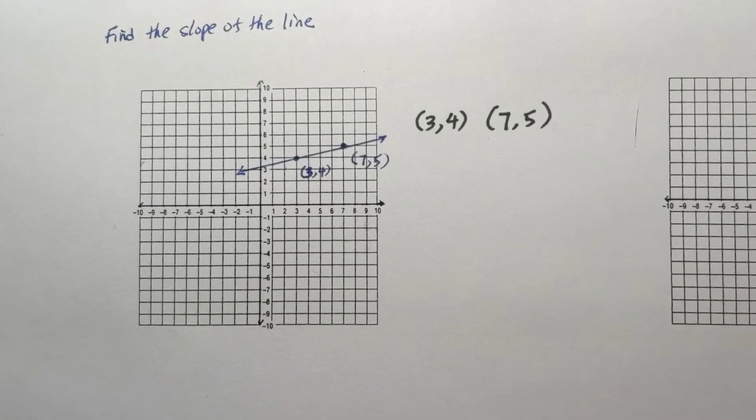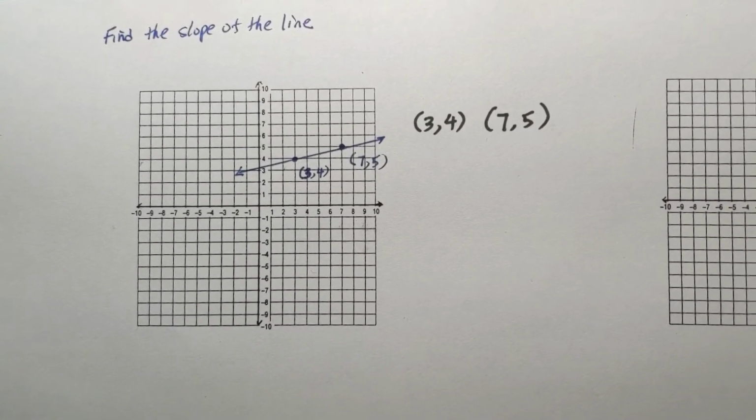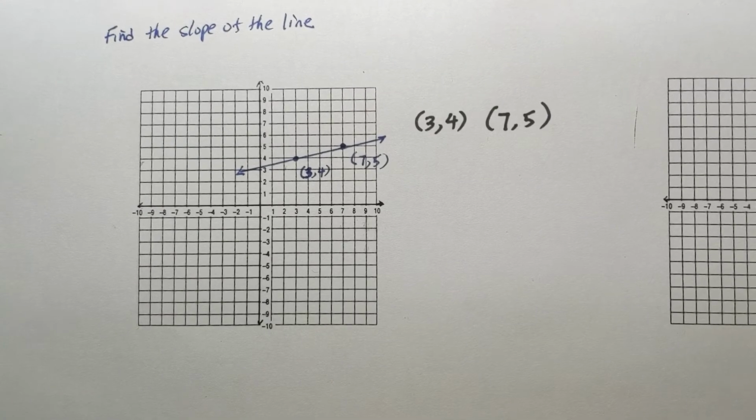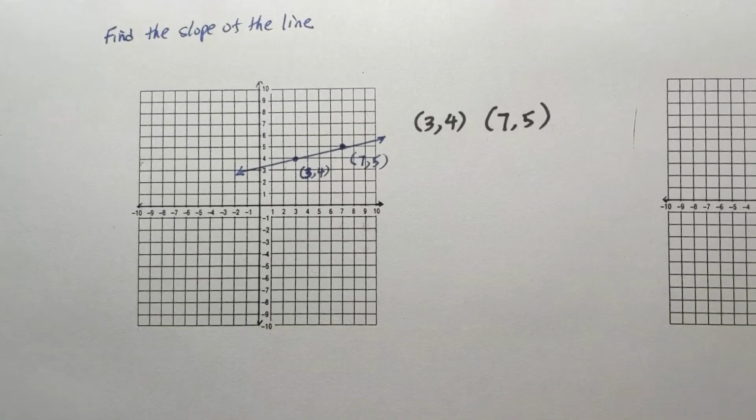Now I'm going to ask you to do this question by yourself. Find the slope of the line. You have the 2 points labeled: 3, 4, and 7, 5. So use this to find the slope of the line. I will give you 1 minute, and then in a moment I will go over the question with you.